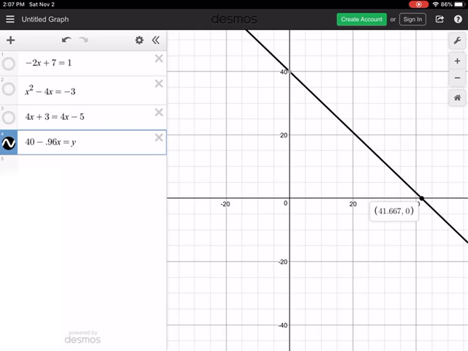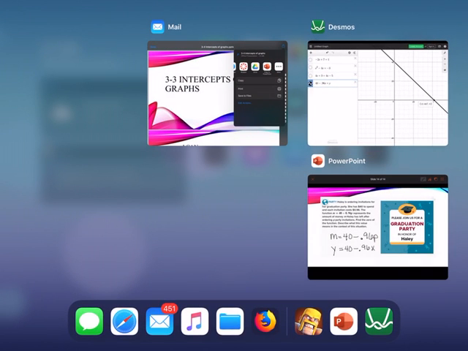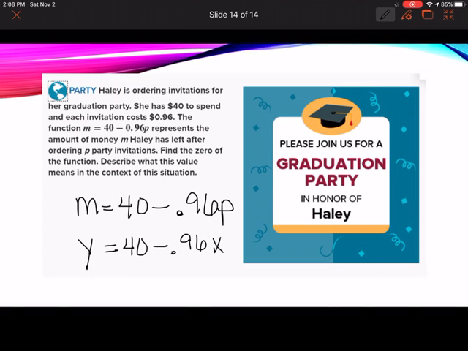So this means the solution is 41.667. So what that means is that's how many party invitations she can buy. That's how many party invitations she can buy for her $40. So 41.667. So really, how many is that? We'll have to round that, right? Because you can't do that. So 41 party invitations.